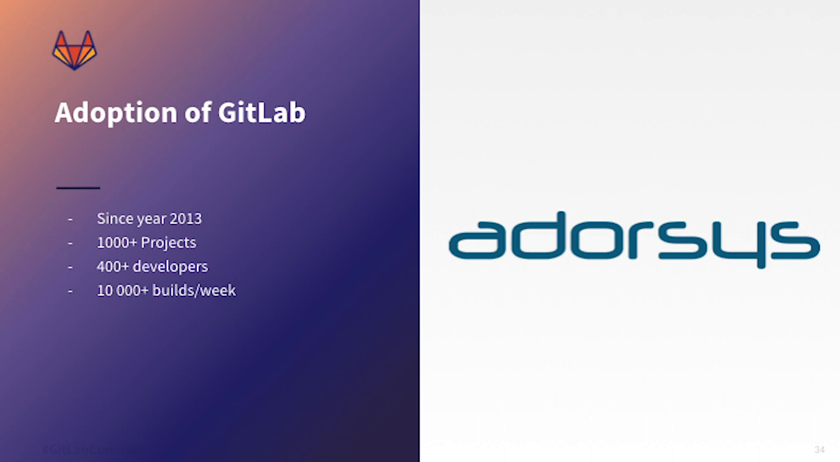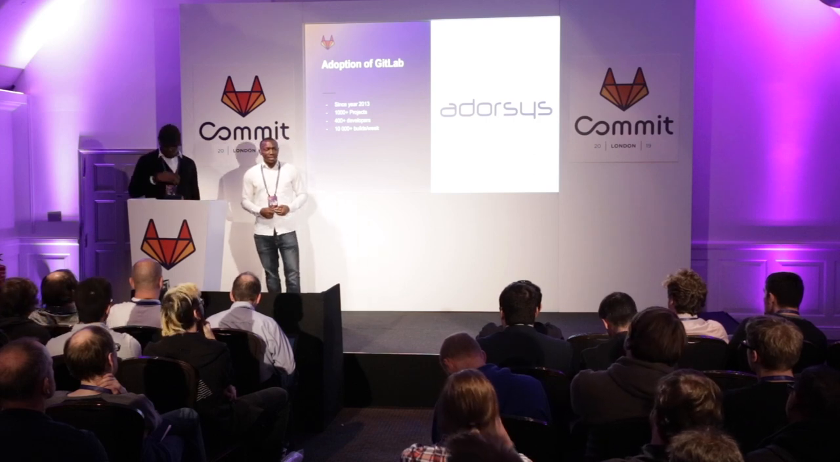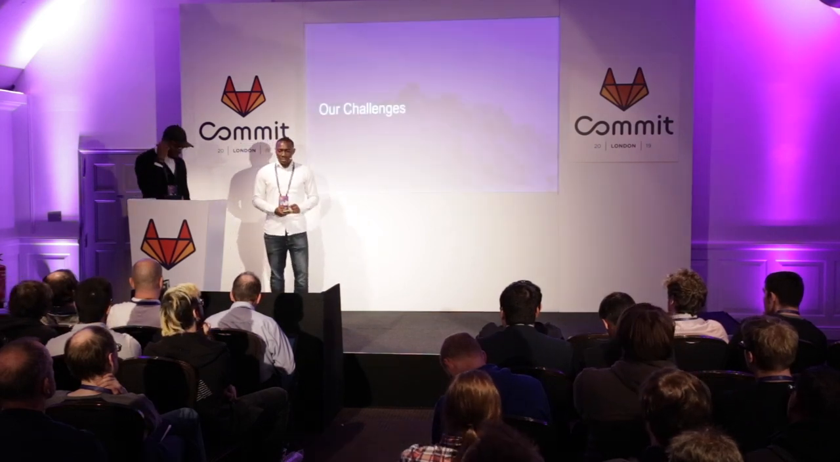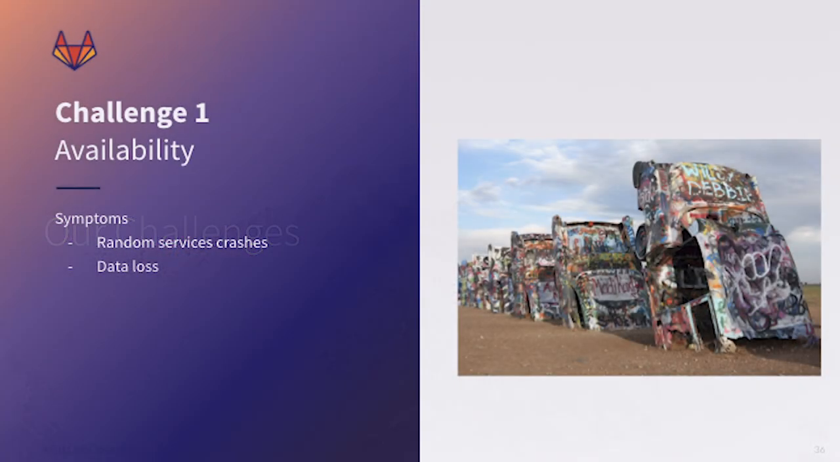Right. I mean, to get there, we had a lot of pains, right? To go from 10 developers to 400, to go from 2 projects to 1,000 projects. Then we had a lot of challenges that we would like to share with you. The first challenge that we had was availability. What do we mean by availability? As time went on, we had sometimes some random crashes, right? Some data loss, and it was not obvious for us.